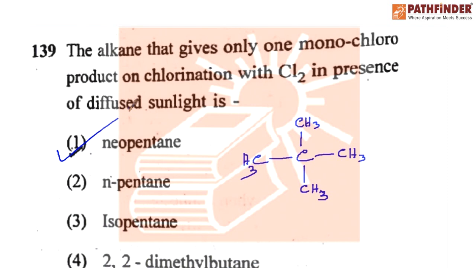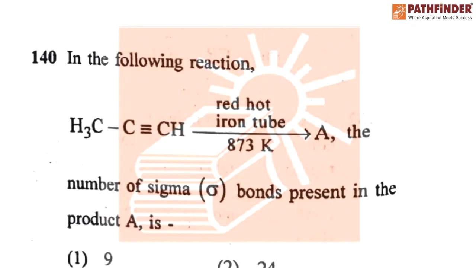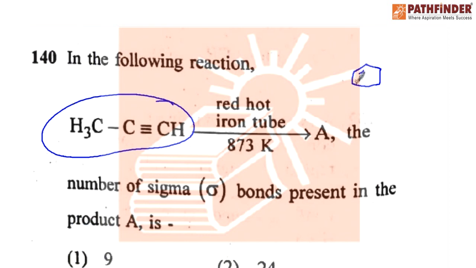Okay, let's move on to the next question, that is question number 140. Now here is an interesting question. First of all, we have to remember that many students will make a mistake over here: this is propane. Now propane, when it is passed through a red hot iron tube at near about 873 Kelvin, the product that is produced, I hope you can recall, is mesitylene.